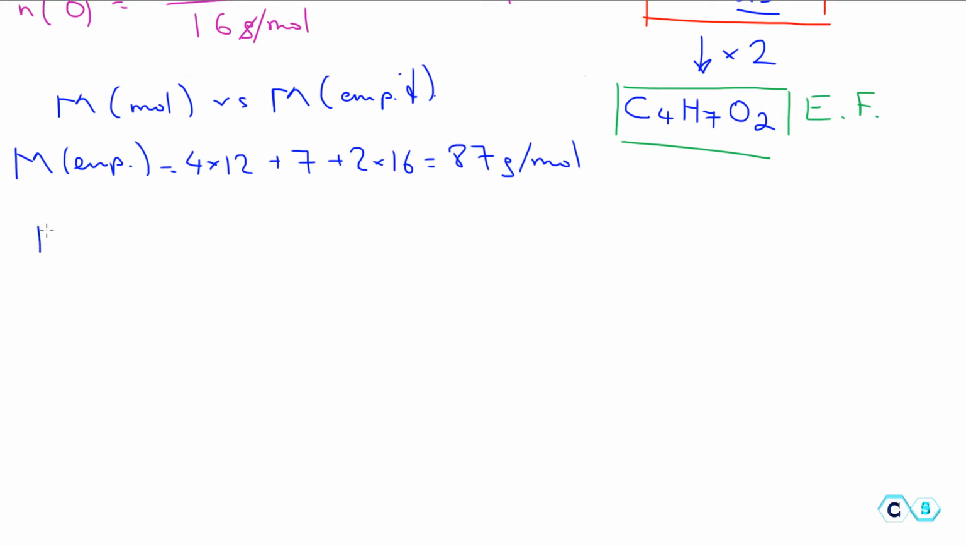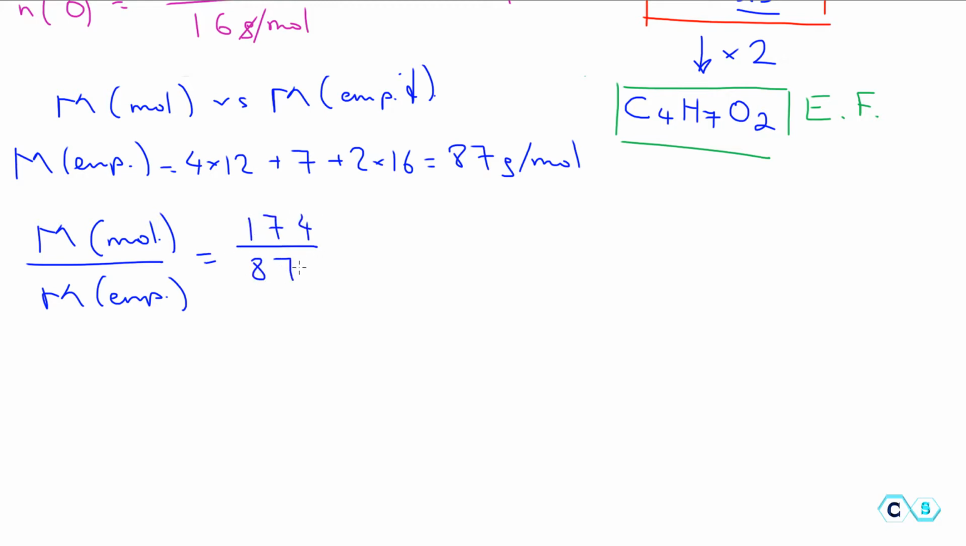So the molar mass of the molecular formula, the actual compound, over the molar mass of the empirical formula is equal to 174 over 87, and that is equal to 2. So molecular formula is 2 times higher than empirical formula. This means that everything here, all the moles, the subscripts, need to be multiplied by 2. And if we do that, we're going to get C8H14O4, which will be the molecular formula of this compound.